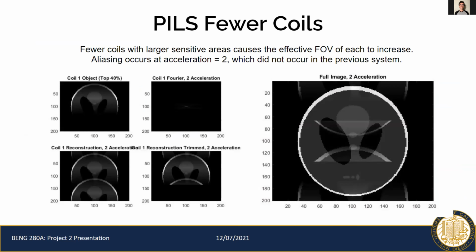In this case, you see once again what the coil is able to see of the object in the top left, the Fourier transform, the reconstruction, and then the trimmed image using the knowledge of the coil sensitivity region. And this time, even with that same acceleration, you get quite a bit of aliasing. Now, this is because the field of view of the coils we're using is effectively larger, meaning they require more samples in KY to avoid aliasing. Next.